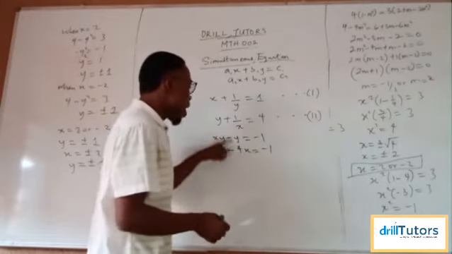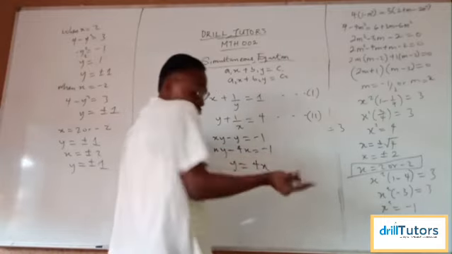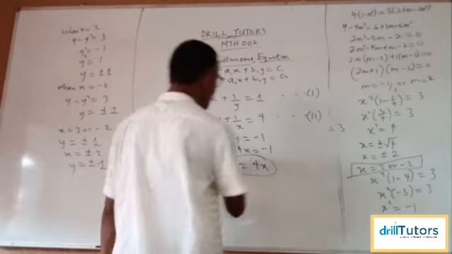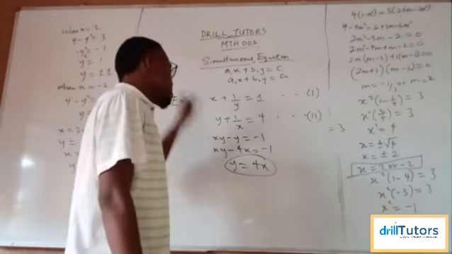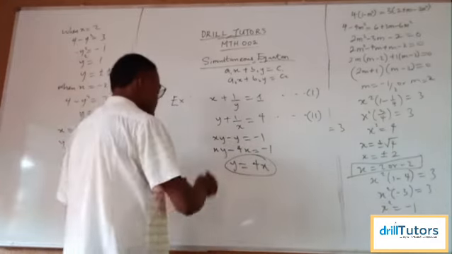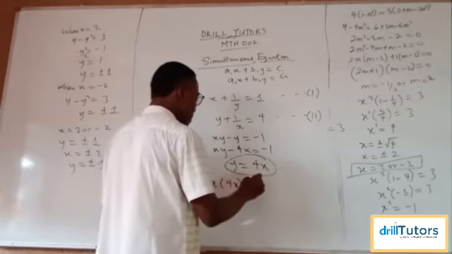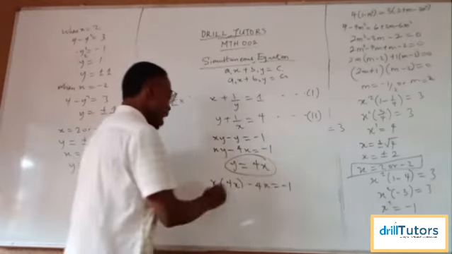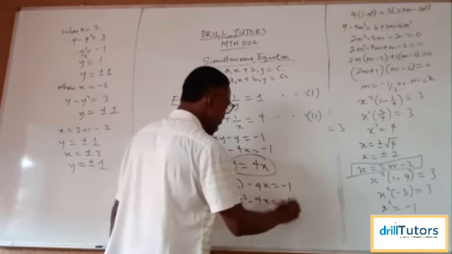which implies that what? It implies that y is equal to 4x. Right? y is equal to 4x. So what I'm going to do is that I'm going to substitute that value into this equation. And that is 4x squared minus 4x to be equal to minus 1.